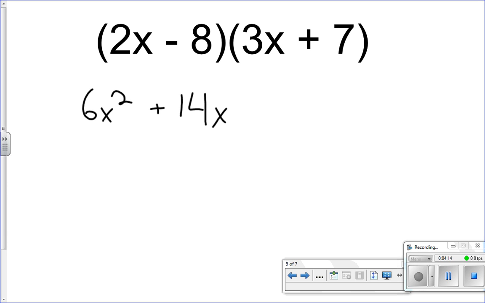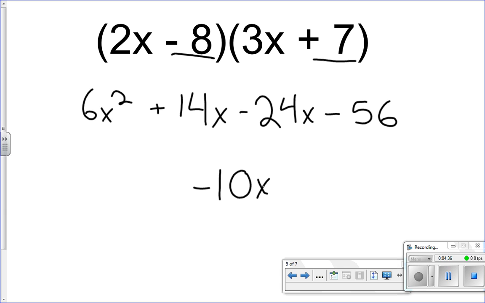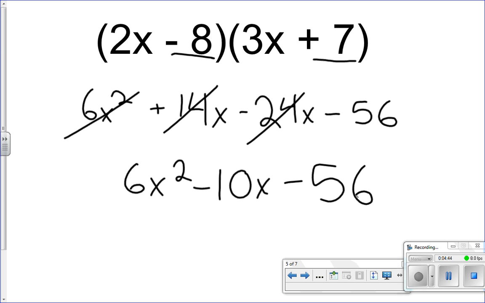Now I'm going to do the inside terms. Negative 8 times 3, which is negative 24x. And then I'm going to do the last terms. Negative 8 times 7, negative 56. So then combine like terms, 14 minus 24. That gives me negative 10x. So I'm left with 6x squared minus 10x minus 56.